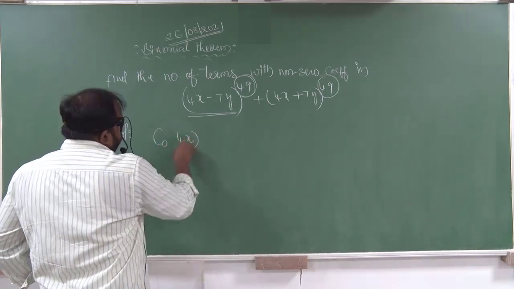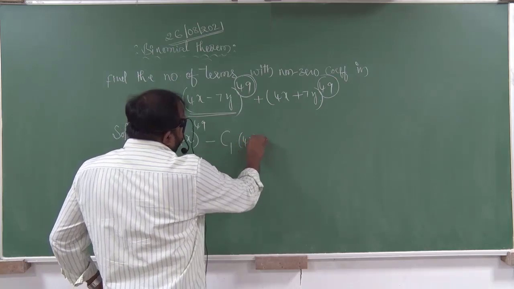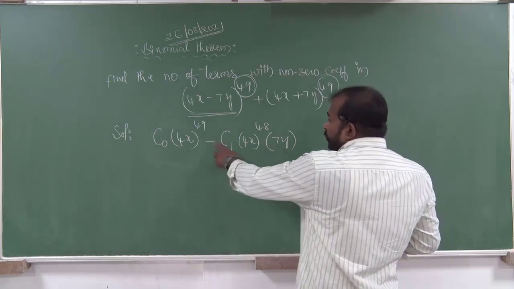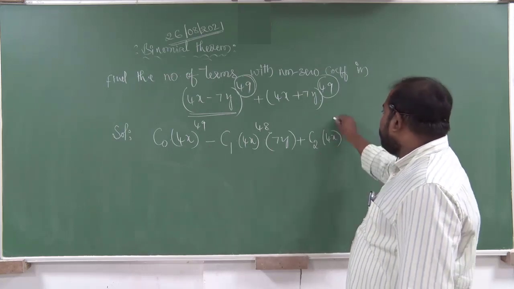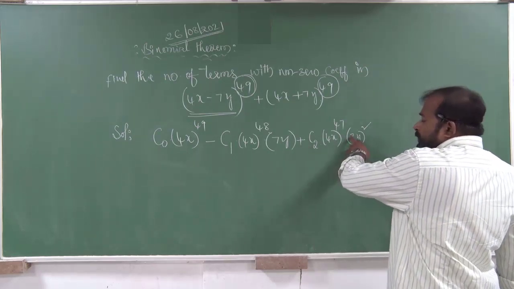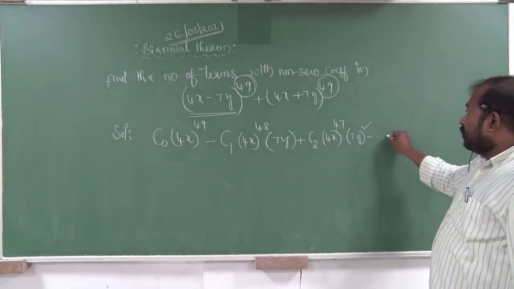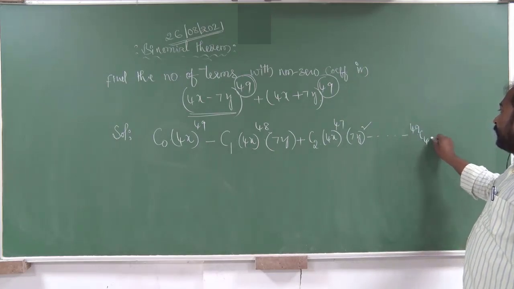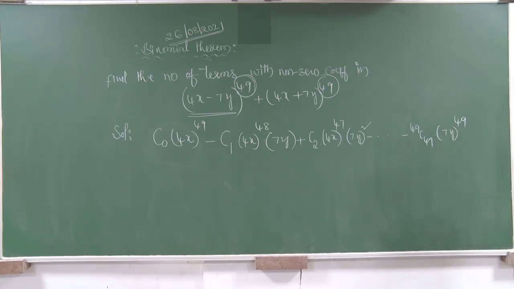So what do we get? C0 into (4x) whole power 49 minus C1 into (4x) whole power 48 into 7y. Of course here it is minus 7y, which I am writing directly. Plus C2 into (4x) whole power 47 into (7y) whole square. Generally here it is minus 7y whole square, but minus whole square means plus only. Like that if you proceed, what is the last value you will get? Minus 49C49 into (7y) whole power 49. Like this you will get the value.